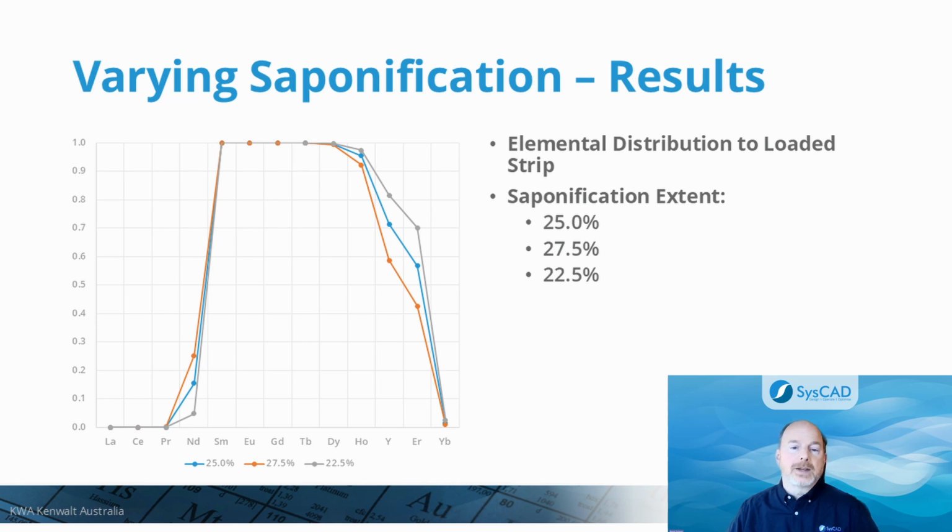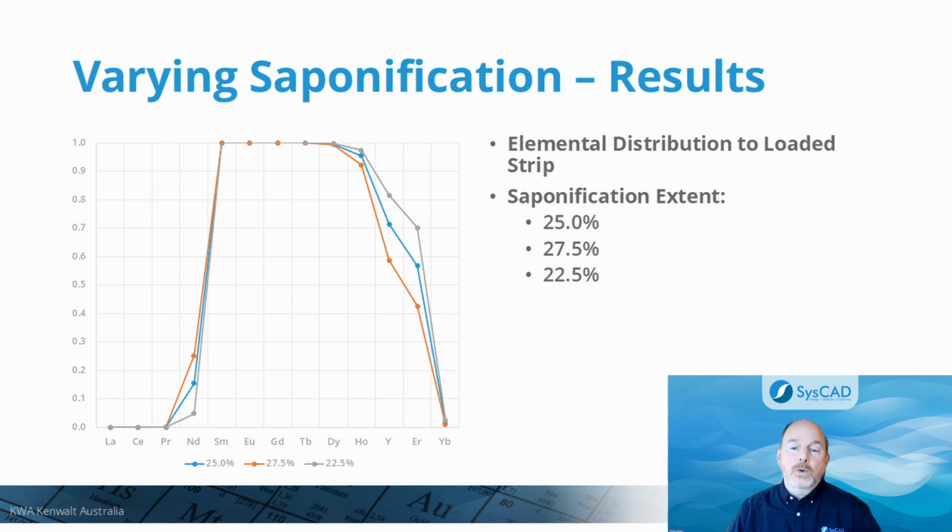Saponification was accomplished by contact of the organic with sodium hydroxide solution to achieve a target saponification extent. Saponification extent is the fraction of the organic extractant sites occupied by sodium rather than by acid. By varying saponification extent, we see behaviors represented on the same type of plot, with blue being the base case, orange being the higher saponification extent, and gray being the lower saponification extent.